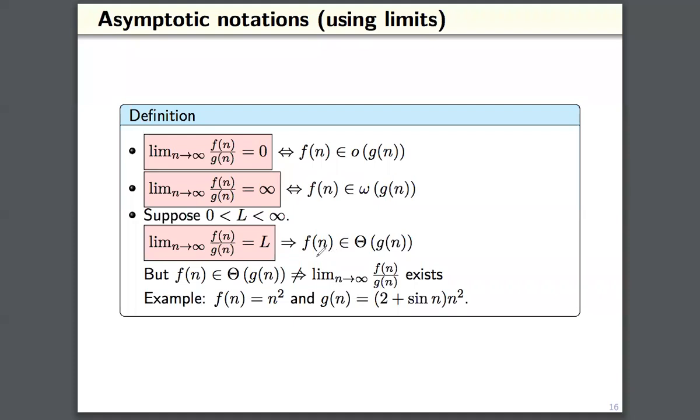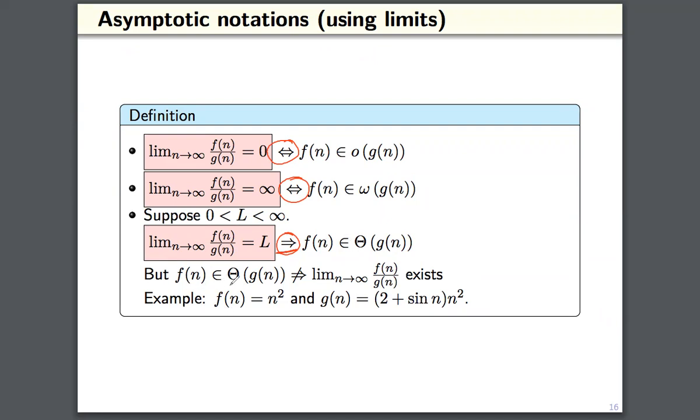So what is the meaning of this? If the limit exists and is equal to L, some constant greater than 0, then it is theta. They have the same order of growth. Look at these directions. This is one direction. It doesn't say that if f of n is in theta of g of n, it means the limit exists. So here is the counterexample.